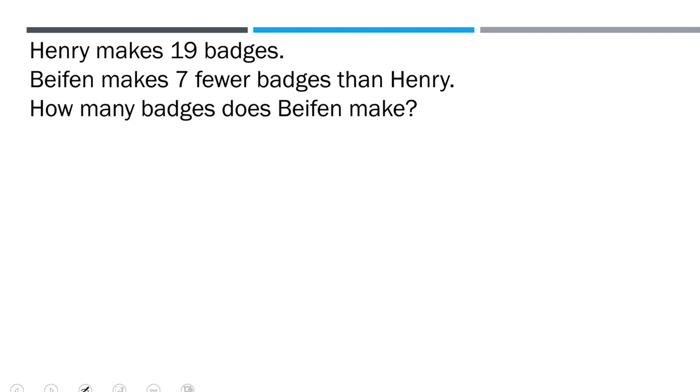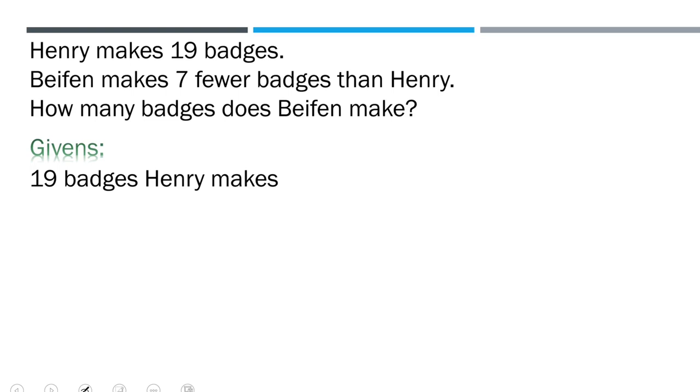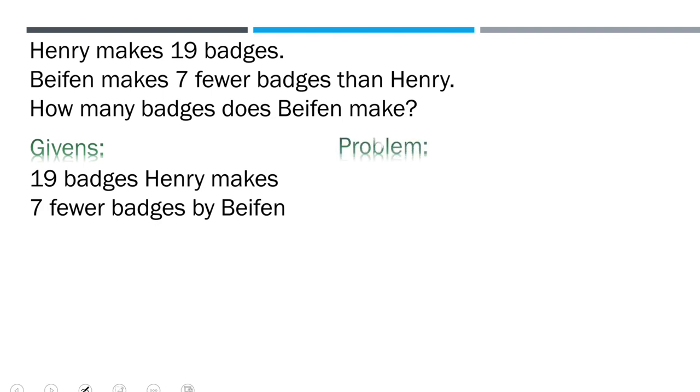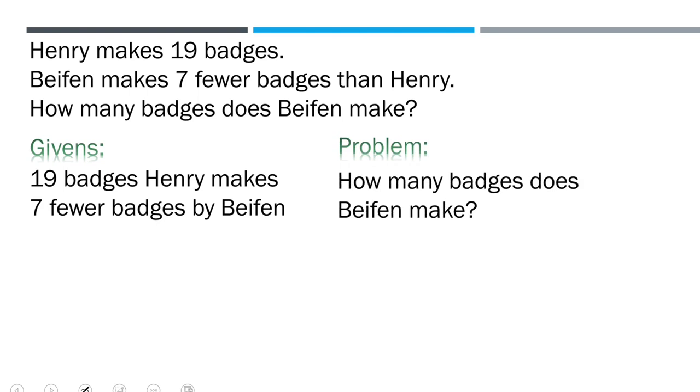Henry makes 19 badges. Biffen makes 7 fewer badges than Henry. How many badges does Biffen make? So first of all, the given, because if we know the given, we would know what to do next. So we have 19 badges, which was made by Henry. Then we have 7 fewer badges by Biffen. The problem, how many badges does Biffen make? So I'll repeat. We'll look at the word clue. It says here fewer. There you go.